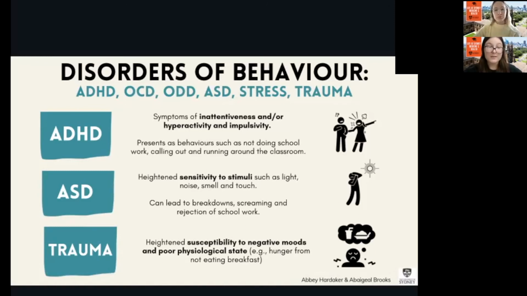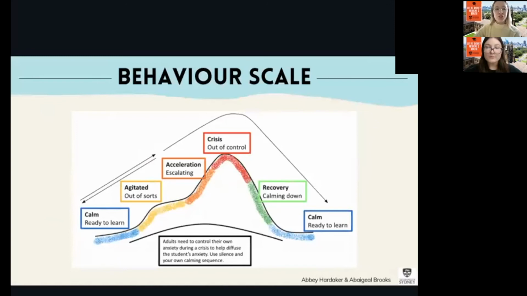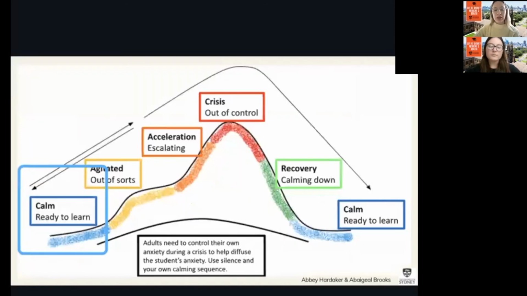For these students, we need to consider behaviour across a trajectory, as this will influence when it is and isn't effective to implement the ABC model. In this blue stage, a student is calm and in an ideal state for learning. It's easier and more likely that the student will demonstrate helpful learning behaviours. They are attentive, focusing on their work to the best of their ability and not disrupting others.